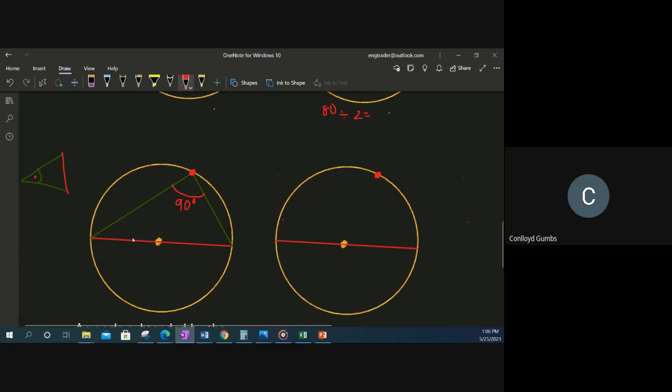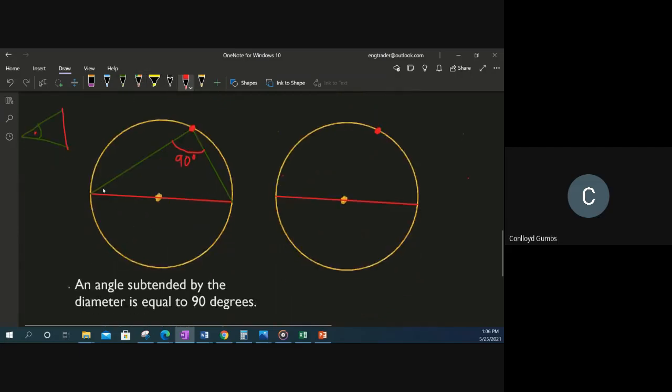Okay? Now, if you look at this, what subtends or closes this angle? This red line here, which is what? The diameter. So an angle subtended by the diameter is equal to 90 degrees, and it must touch this here. It must touch the perimeter, the circumference of the circle, the arc outside. It must touch that as well.